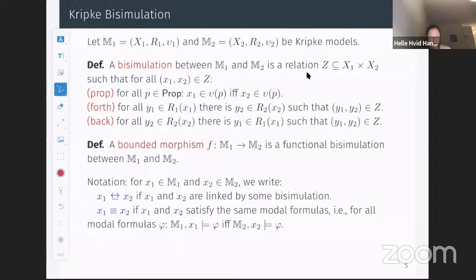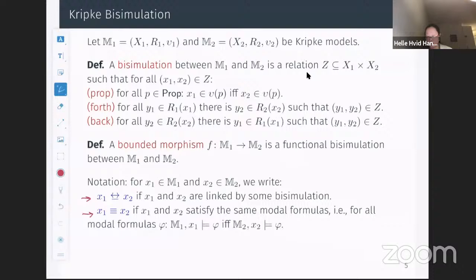Now I will again use some notation, which is basically the same as I used last time. I use this notation here to say that two states are bisimilar, meaning they are linked by some bisimulation. And I will also use this notation here to say that two states are modally equivalent, or that they satisfy the same formulas.